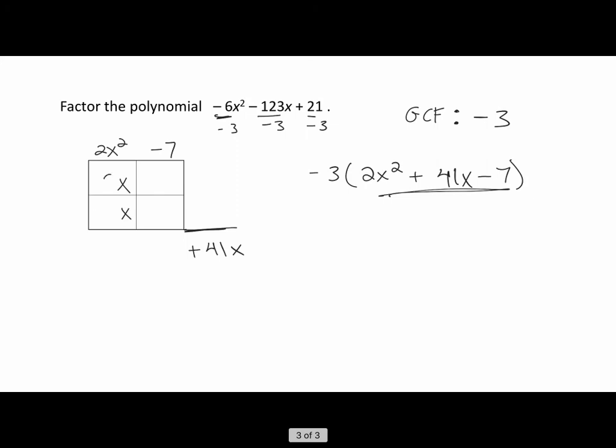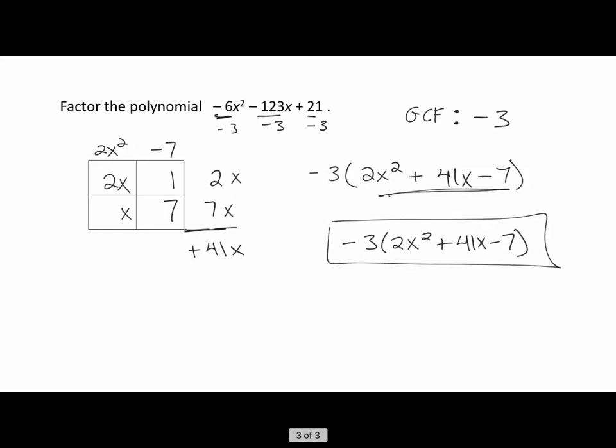Factors of x squared are x times x, and 2 is a prime number. And 7 is also a prime number, so we can either do 7 times 1 or 1 times 7 here. Let's multiply across, 14x and 1x. That's not going to add up to 41, so let's try it the other way. 1 times 7. There's no way that's going to add up. Those are the only factors because these are prime numbers. So that means that the trinomial is not factorable, but we do have these factors.